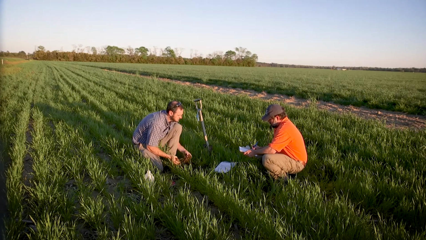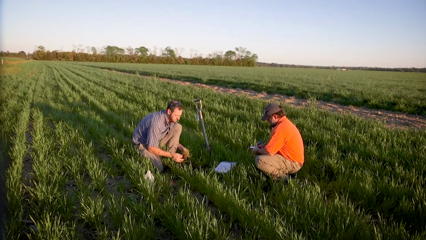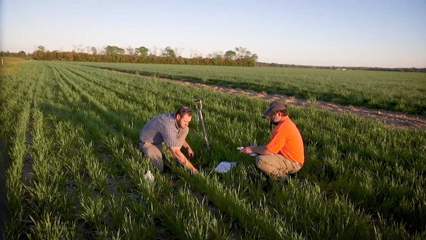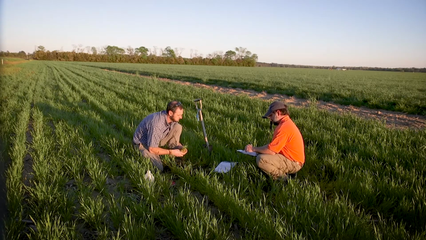So in terms of biological diversity, we're not seeing three different types or more than three different types, so I would say that we do not meet that criteria. And biopores neither. On biopores, I think we also do not meet the criteria for that one, just based off of they were probably destroyed within the tillage operation prior to this wheat being planted.